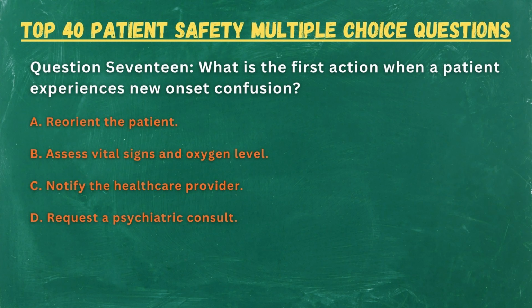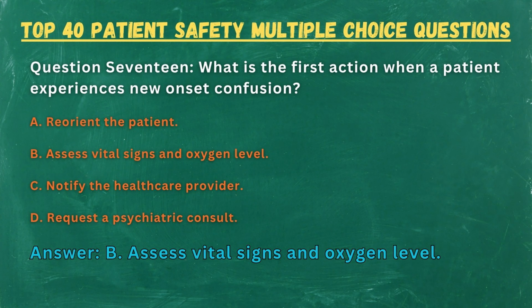Question 17. What is the first action when a patient experiences new onset confusion? A. Reorient the patient. B. Assess vital signs and oxygen level. C. Notify the healthcare provider. D. Request a psychiatric consult. Answer: B. Assess vital signs and oxygen level.